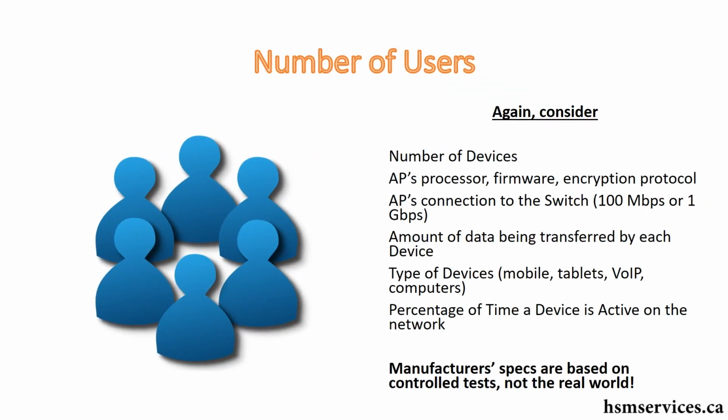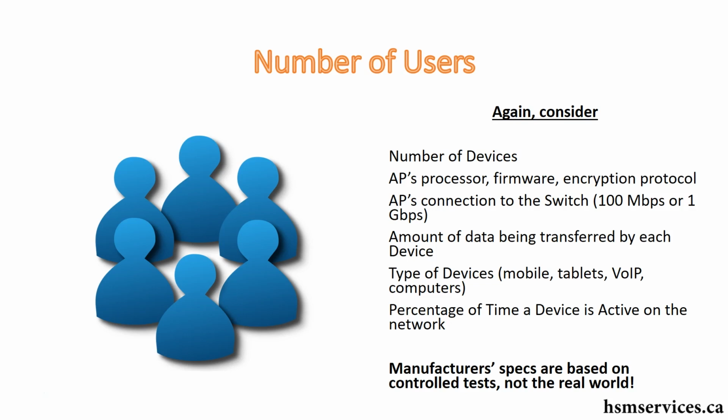So what you need to consider again is the number of devices connecting, the type of AP you've installed, how powerful is it, its encryption protocol. Encryption makes an AP slower, so encryption means that access point can handle fewer users. Think about what kind of connection you have between the access point and the switch. How much data is being transferred by each device? So are people watching movies, or are they just checking their email? That's going to impact the number of users you can handle. What kind of devices they're using: cell phones, tablets, computers, and also the percentage of time a device is active on the network.